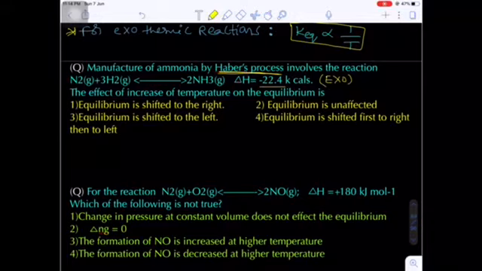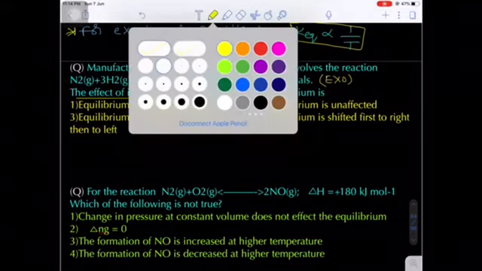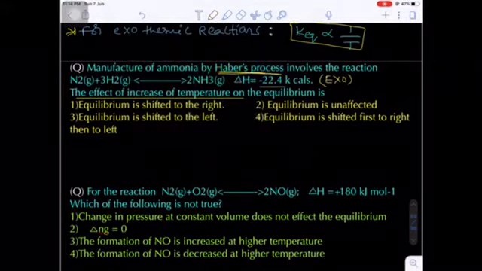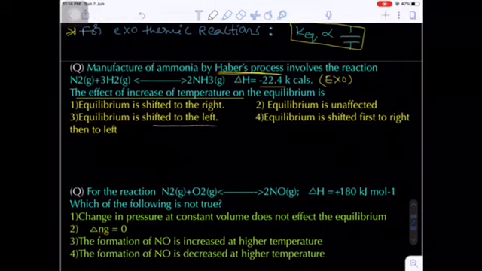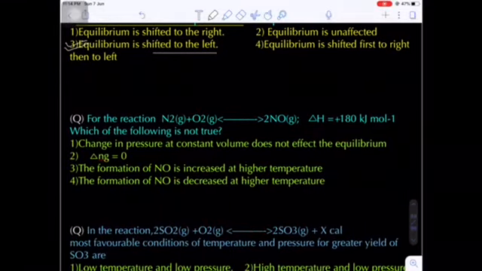Do you know in an exothermic reaction what the question is? The effect of increasing the temperature. If you increase the temperature in an exothermic reaction, the system tends to move in the backward direction, that is shifted to the left. The equilibrium will be shifted to the left. Okay, this is option number 3. This is very important because it is exothermic. How do we know it is exothermic? Because the delta H value is negative. In an exothermic reaction, if you increase the temperature, the backward reaction is favored. Are you getting my point?